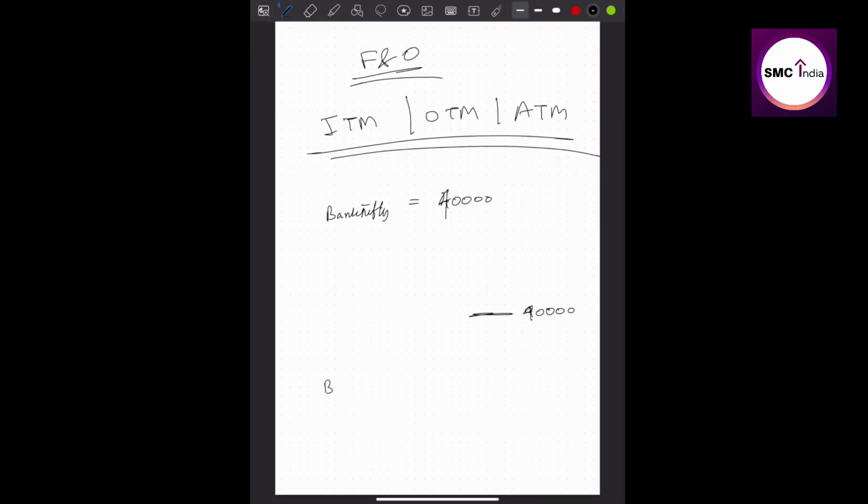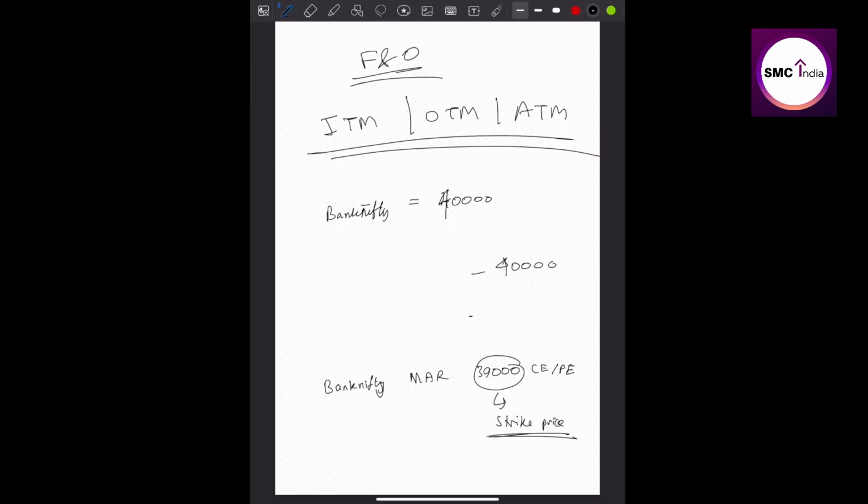If it is like this, Bank Nifty March 39,000 CE/PE, either one of them will be written. Now I am explaining, that's why I wrote it. This is called the strike price.